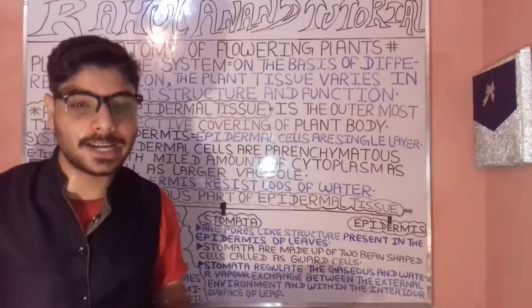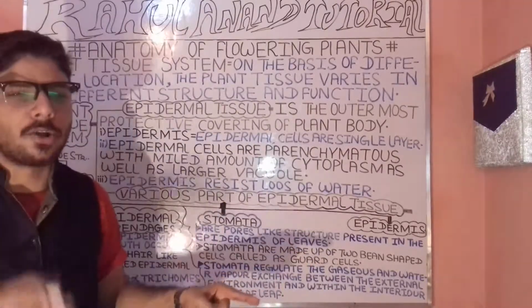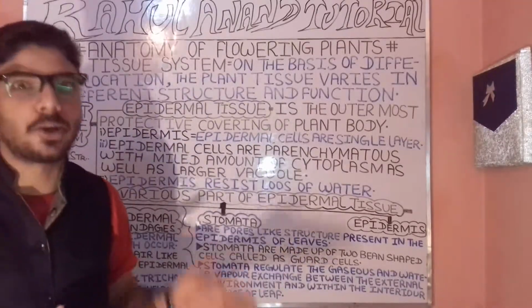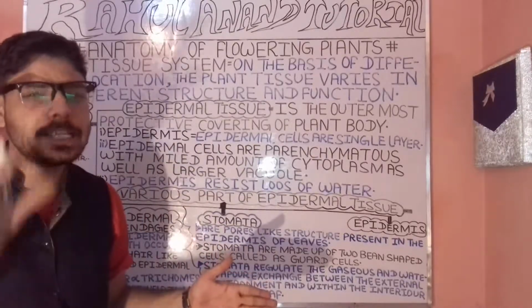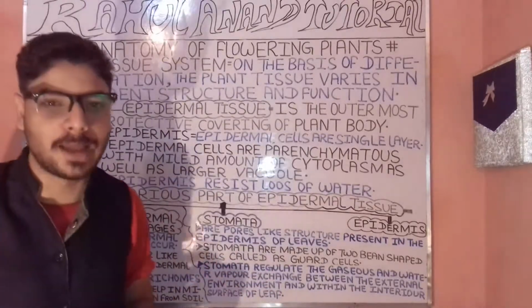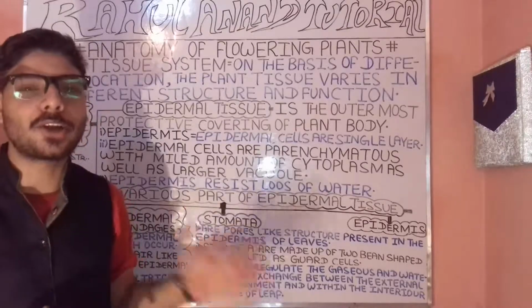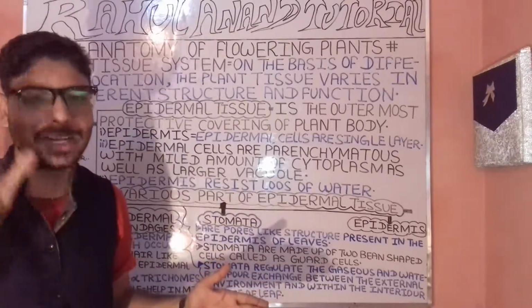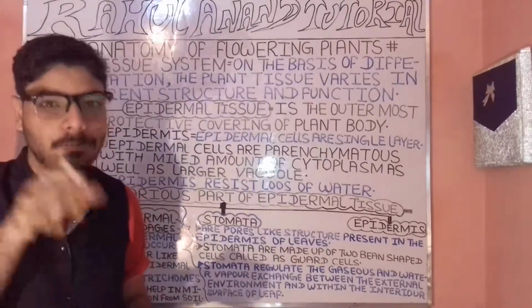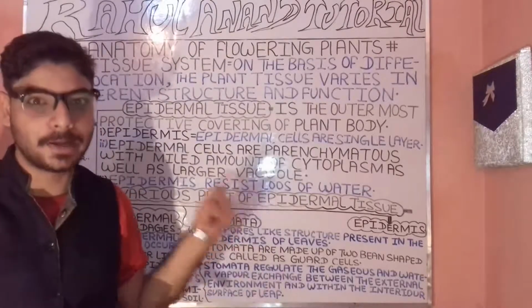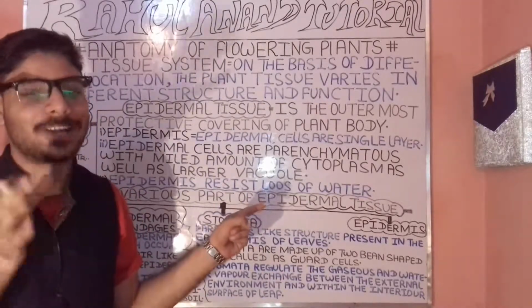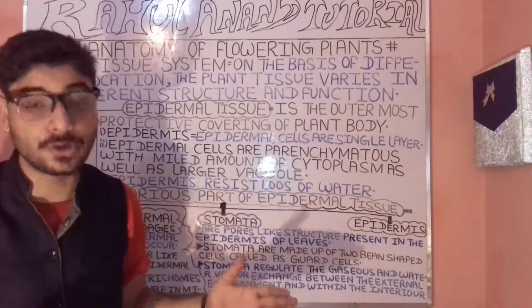So now let's understand the permanent tissue system of the plant. In this case we have the epidermal tissue. The epidermal tissues are the outermost protective covering of the plant body.